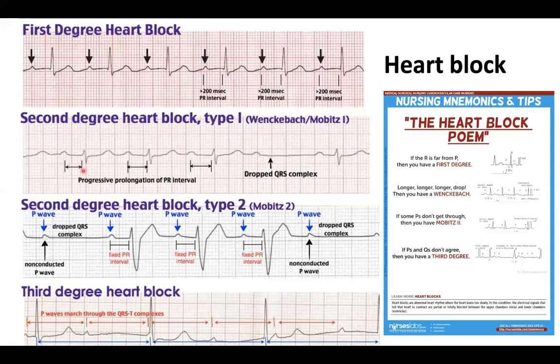Causes for this can be drugs like calcium channel blockers, digoxin, beta blockers, or amiodarone. It can also be found in inferior MI. Again, this is generally benign, especially if the patient is hemodynamically stable, and you wouldn't actually need to proceed to pacing or anything like that.